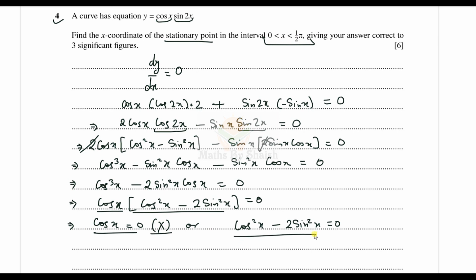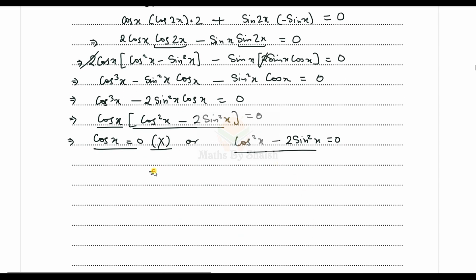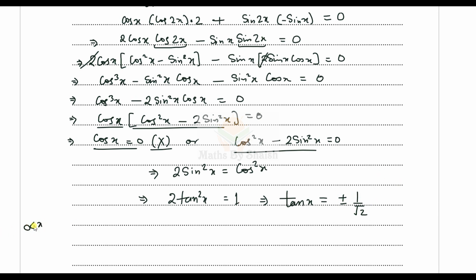So in this interval we need to find, and I can write it as 2 sin square x is equal to cos square x, and hence I'll divide by cos square x both the sides, because cos x cannot be 0, that's why we can divide it by cos square x, and hence we'll get 2 times tan square x is equal to 1, or tan x is equal to plus minus 1 over root 2. And we know that in this interval 0 to pi by 2, tan x is not going to be negative, hence we'll find the value of x where tan x is equal to 1 over root 2.